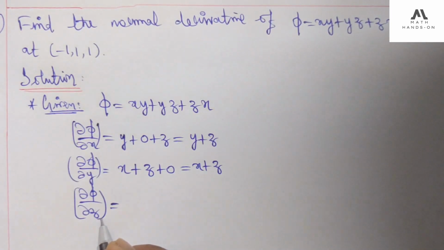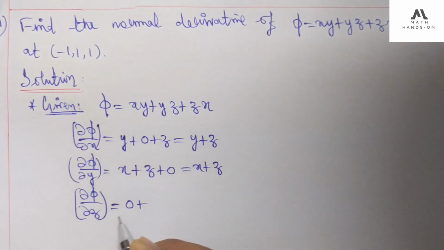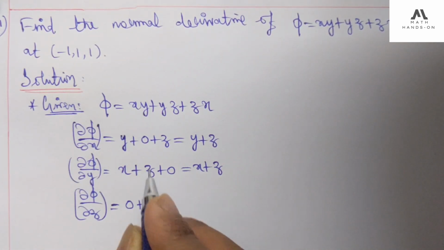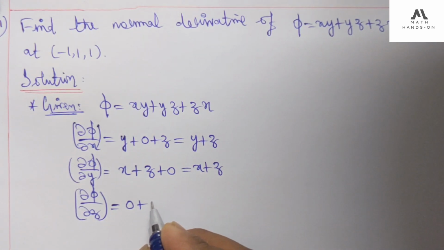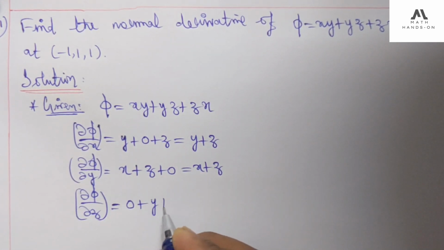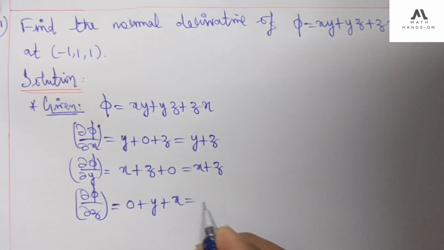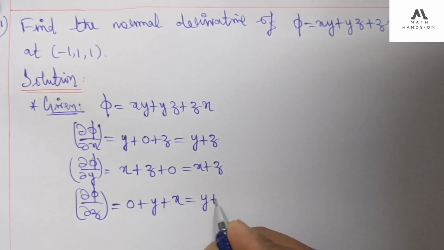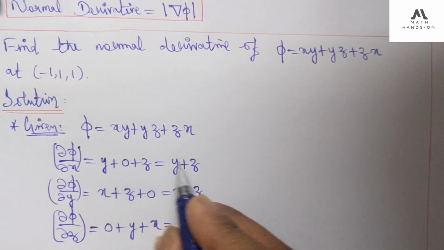Next, dou phi by dou z. The first term will be 0 because with respect to z differentiation, x and y are constants. In the second term, yz differentiated with respect to z is y, and the third term zx differentiated with respect to z is x, which implies we get y plus x. Now apply the point.